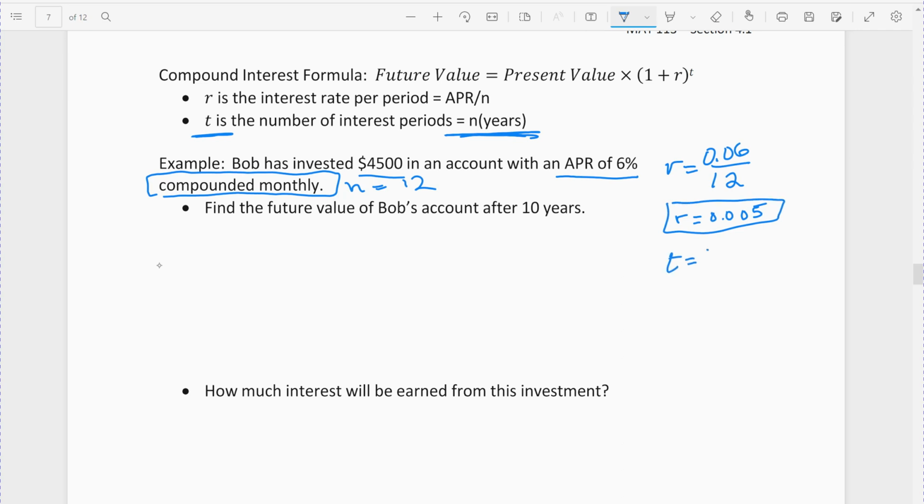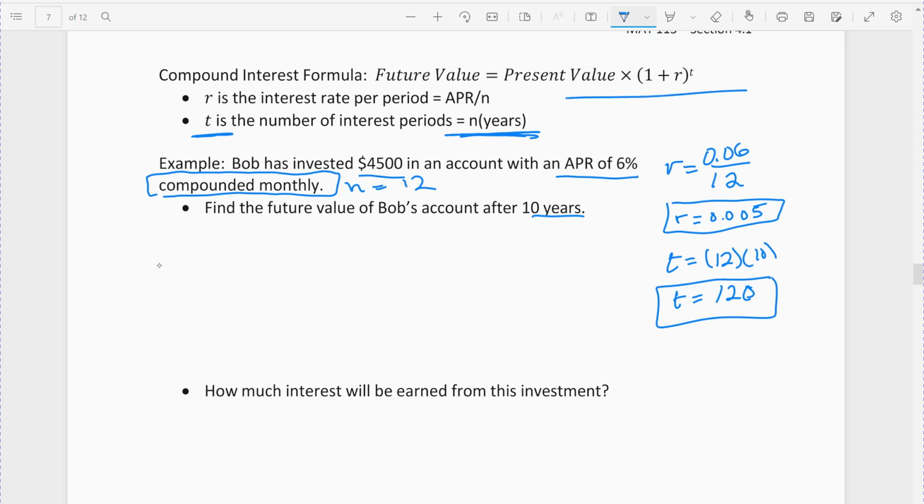T is our compounding period, 12 times the number of years. Number of years is 10. So for 10 years, we break down the money 12 times over each one of those years. So for a total of 120 times, the money gets reinvested, and I earn a little bit more each time. So T is 120. Alright, 120 times we get to reinvest our money.